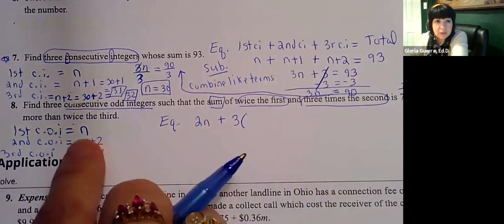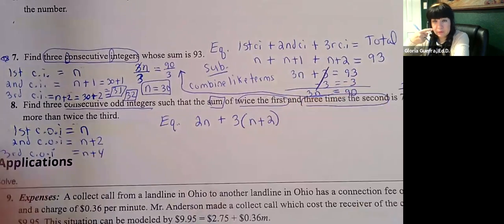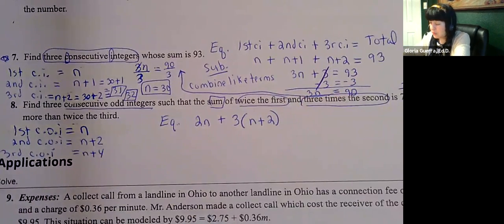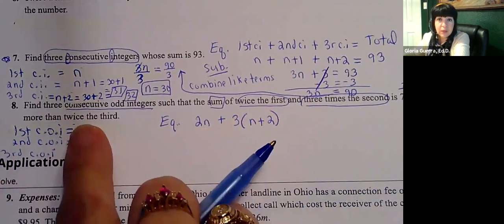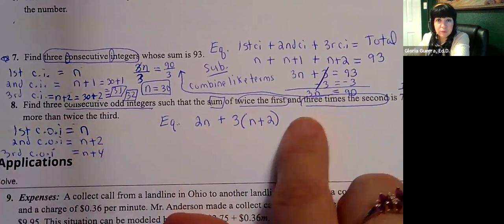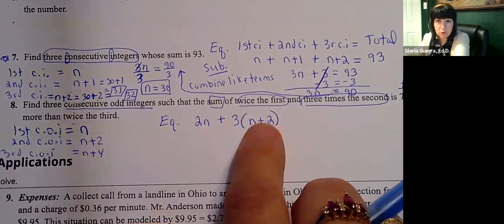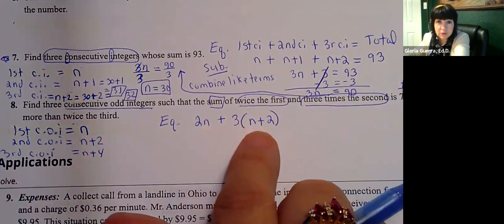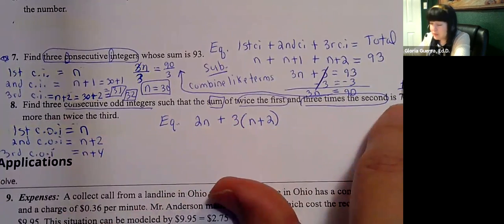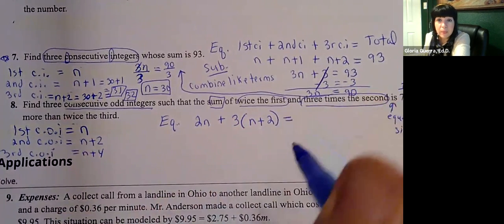Well, the second one is n plus 2. See how you're manipulating that? So you are taking a sum, and it's twice the first, so 2 times n, and then it's 3 times the second, which is n plus 2. And you do need parentheses because this is a binomial. You don't need parentheses on the n, because that's a monomial, but you do need them here. And then is, in math, the equal sign.